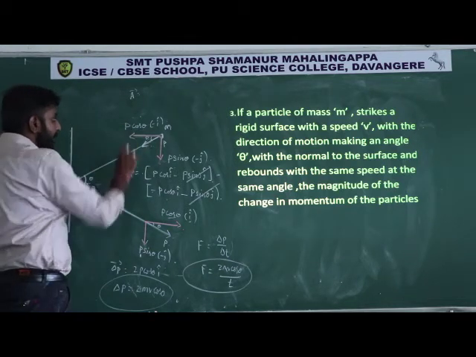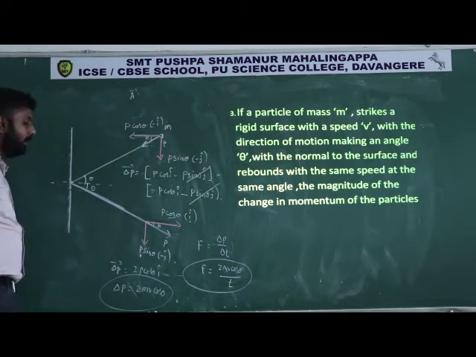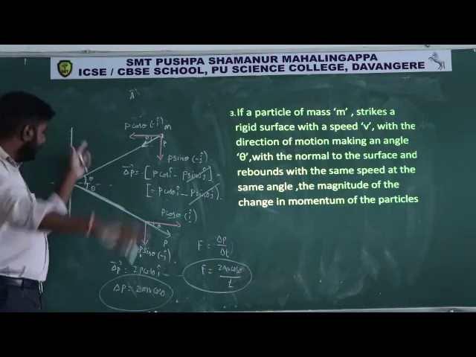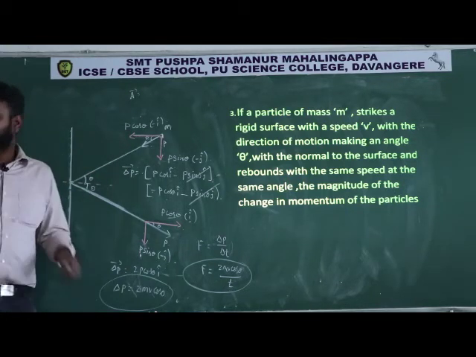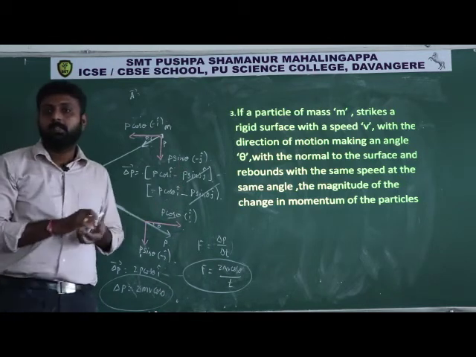P cos theta, P cos theta. So you will get 2P cos theta. Again, plus indicates the direction is away from this surface. I hope you understood this concept.